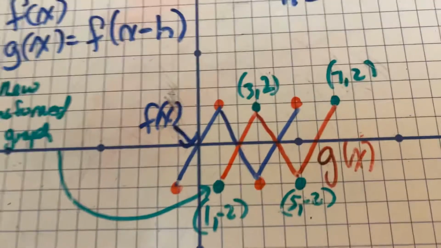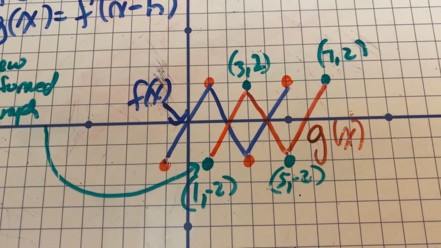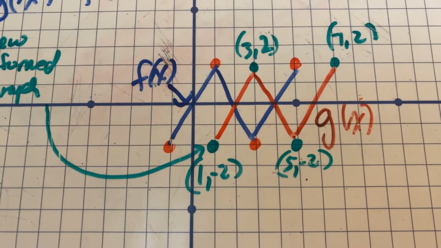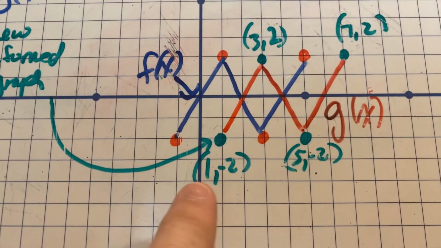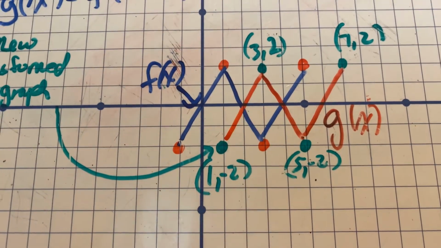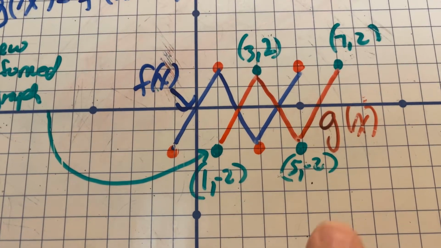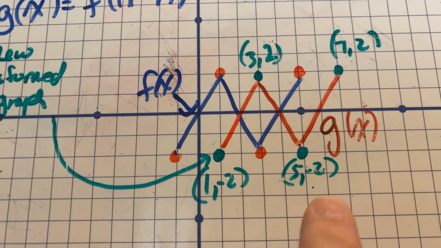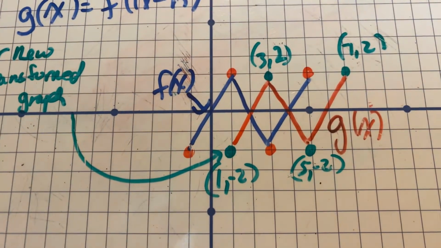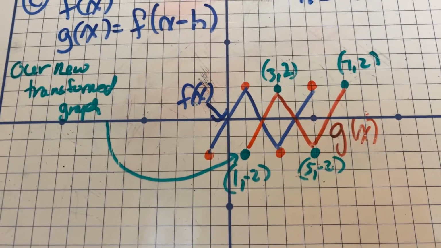Take a look, I have labeled all of the new coordinates for g of x for you. The first one here is when x is 1, y is going to be negative 2. When x is positive 3, y will be positive 2. 5 will correspond to negative 2. And lastly, 7 will correspond to 2. And that's our new transformed graph.